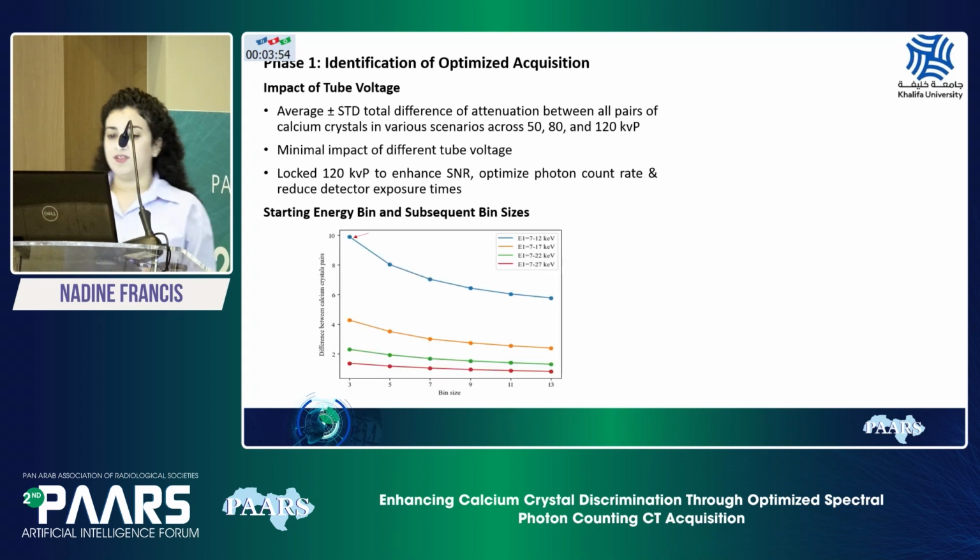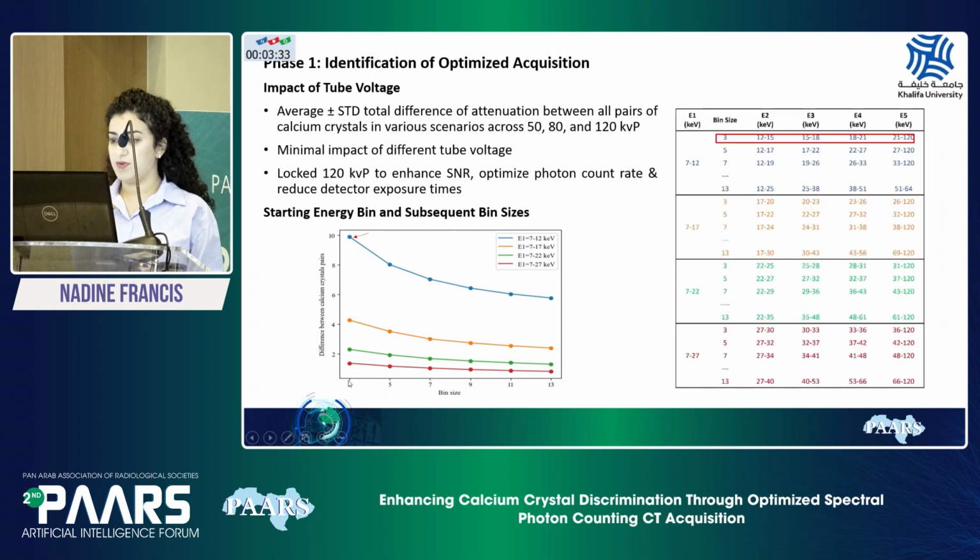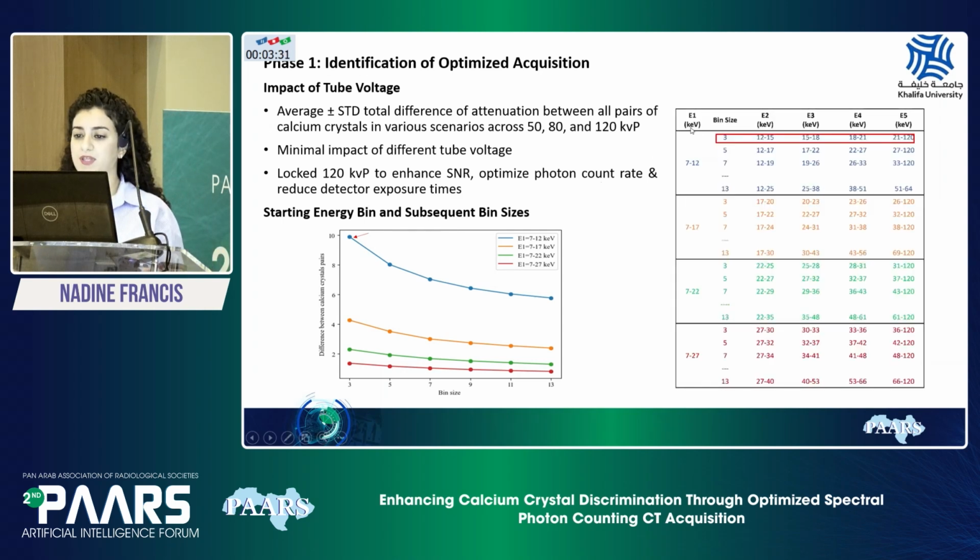So regarding the starting energy bin and the subsequent bin size, we calculated the difference between calcium crystals across the various starting energy levels, each demonstrated by a different color, and across different bin sizes. And we found that the maximum discrimination occurs at a starting energy of 7 to 12 keV and with a bin size of 3. So this concludes to our optimized protocol that will start with E1, 7 to 12, and our second energy bin will be 12 to 15, our third energy bin 15 to 18, and 18 to 21, and the last one 21 to 120.